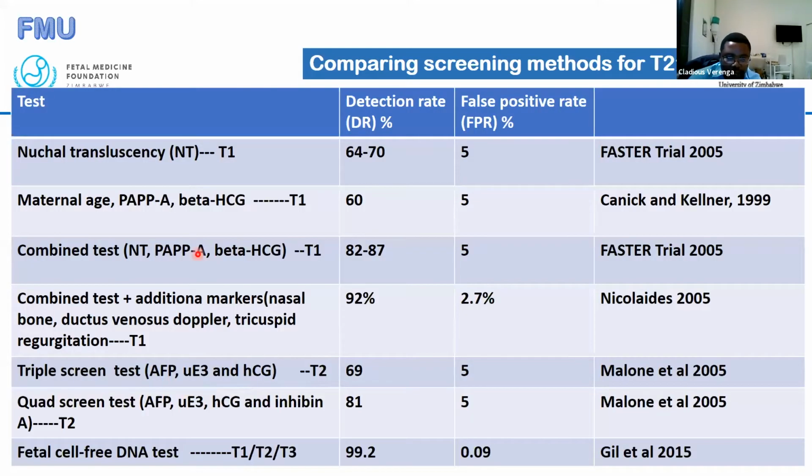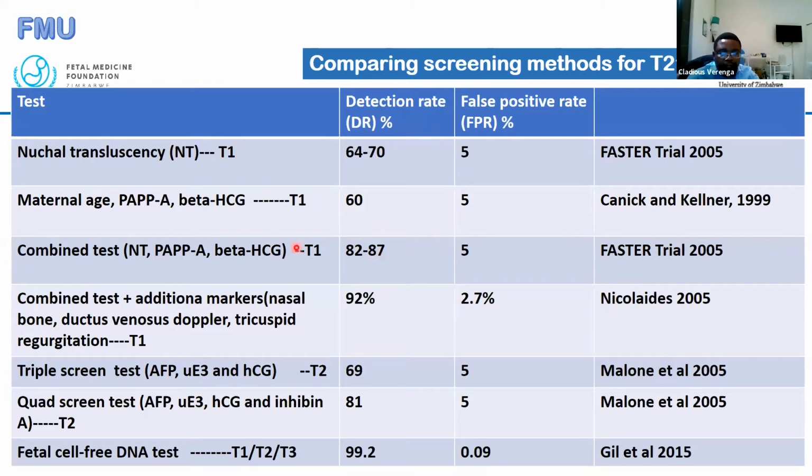Then, just to show you, this is a table to compare all these methods. You can see that if you just do the nuchal translucency and you stop there, you don't do anything else, you are more likely to miss between 30 and 40% of your babies with Down syndrome. If you use the maternal age and you do PAPP-A and beta-hCG in the first trimester, you are going to miss 40% of babies with Down syndrome, and the detection rate is about 60%. Then if you do the combined test, that means you miss about 15%, which is better than these two above.